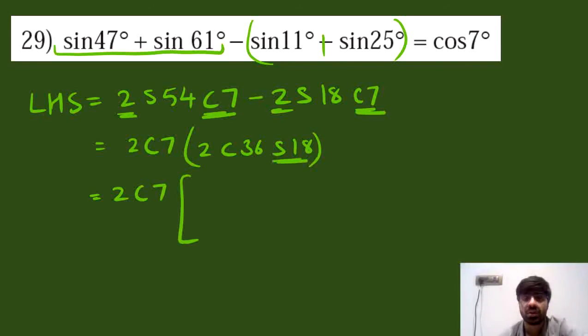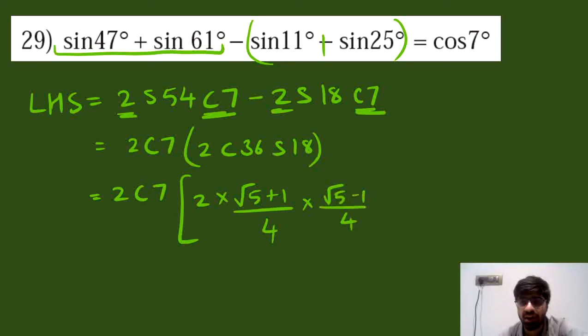It's important over here to remember the value of sine 18, because only by knowing that you will be able to proceed in this question. Cos 36, the value was root 5 plus 1, the whole divided by 4. And sine 18 was root 5 minus 1, the whole divided by 4. Now when you multiply them, these two are expressions of the type a plus b into a minus b. So in the numerator, that would be 5 minus 1, which is equal to 4.